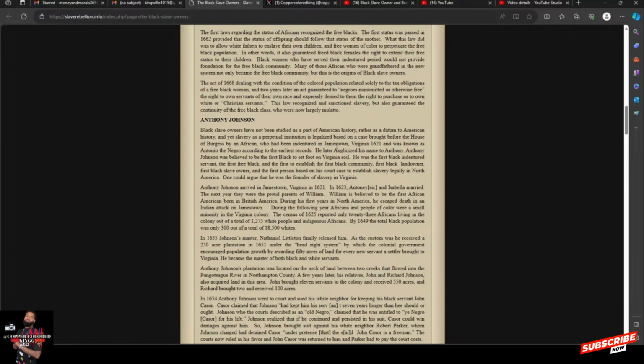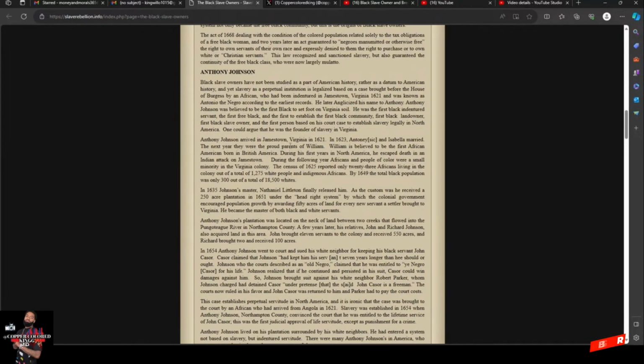Anthony Johnson was believed to be the first black to set foot on Virginia soil. He was the first black indentured servant, the first free black, and the first to establish the first black community. First black landowner, first black slave owner, and the first person based on his court case to establish slavery legally in North America. One could argue that he was the founder of slavery in Virginia. A black man, founder of slavery in Virginia. Don DeMarco.